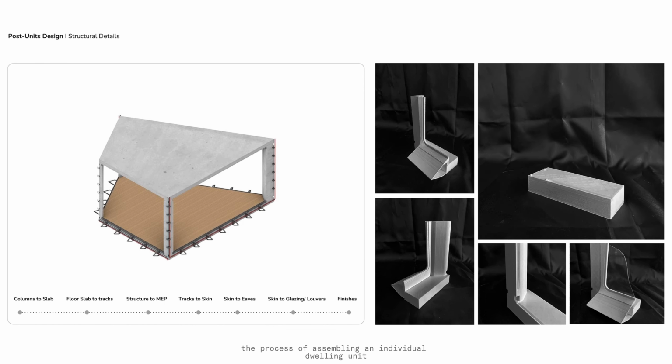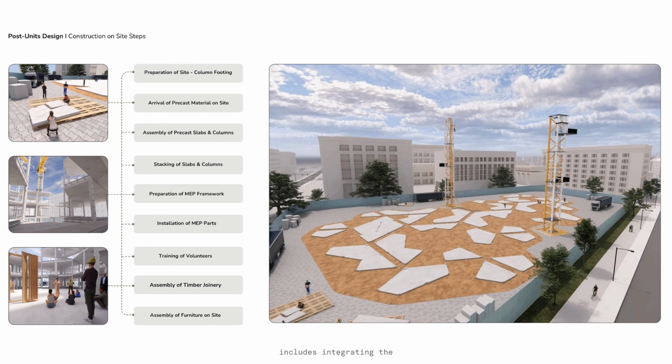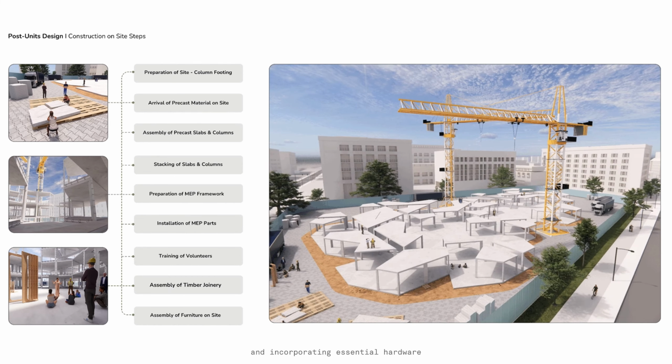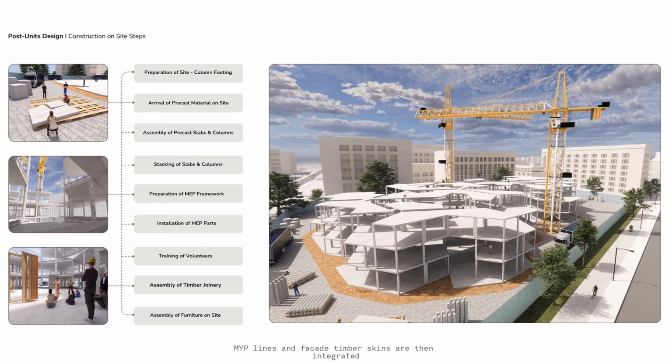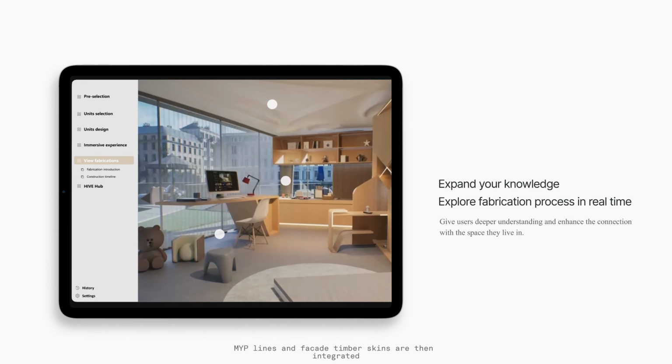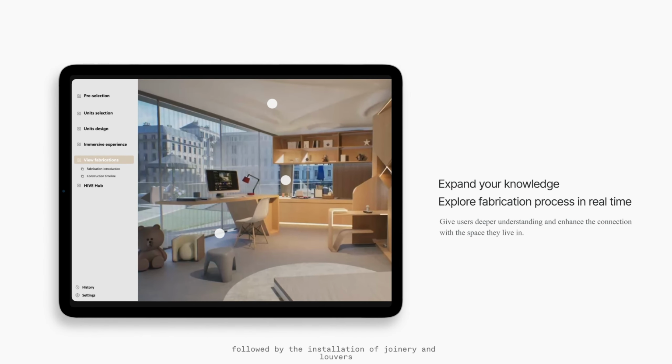The process of assembling an individual dwelling unit includes integrating the optimized slab with columns and incorporating essential hardware. MEP lines and facade timber skins are then integrated, followed by the installation of joinery and louvers.